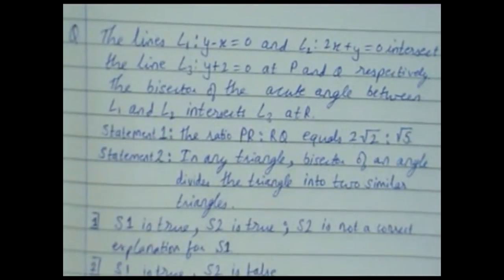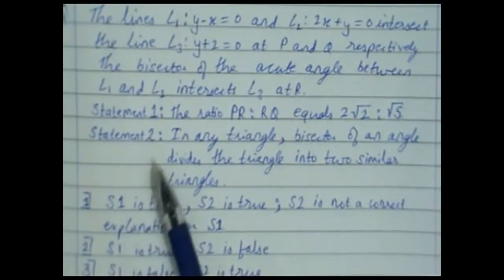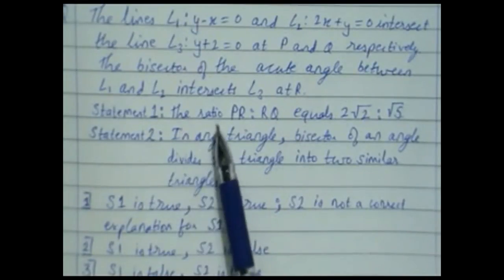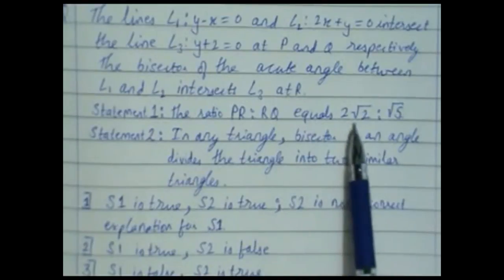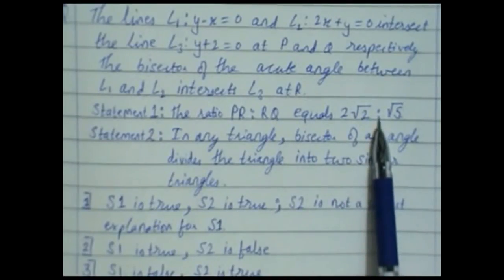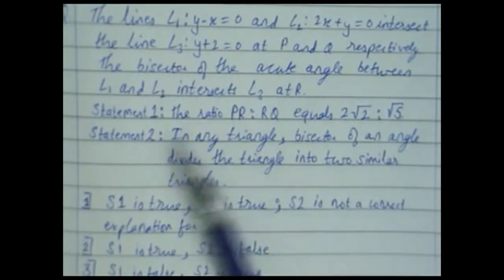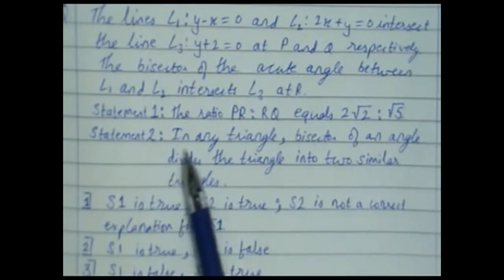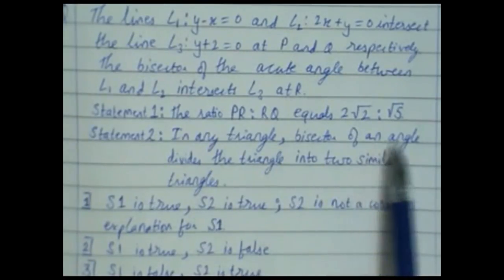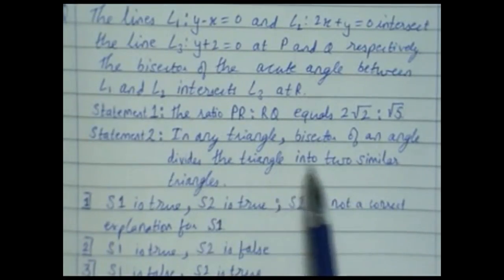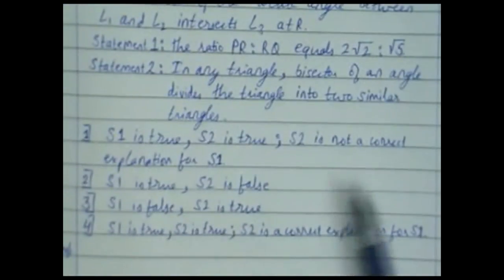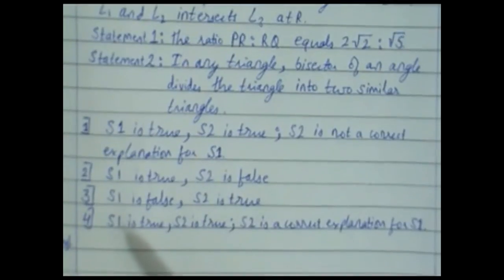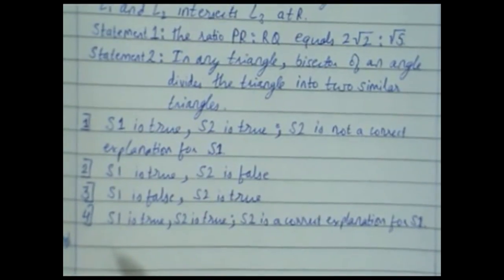Now we are given two statements in this question. Statement 1 says the ratio PR upon RQ equals 2 square root of 2 upon root 5. Statement 2 says in any triangle, bisector of an angle divides the triangle into two similar triangles. Now we are given four options. We have to choose the correct one.